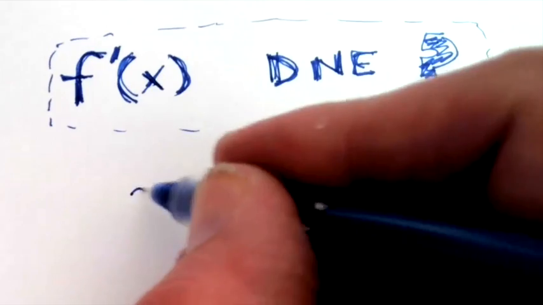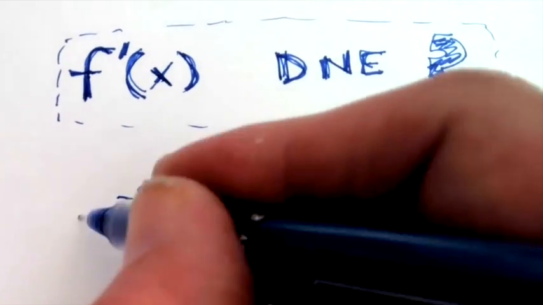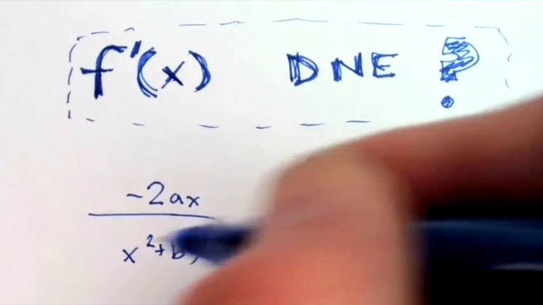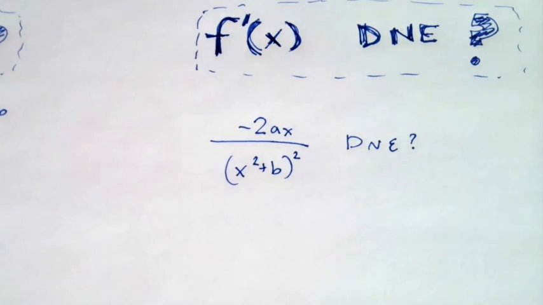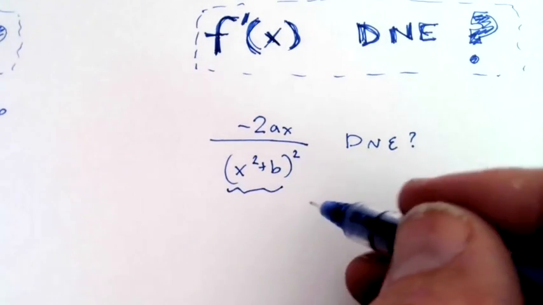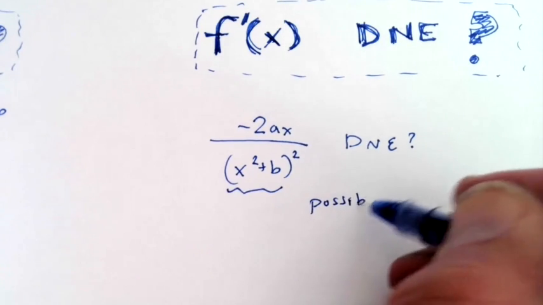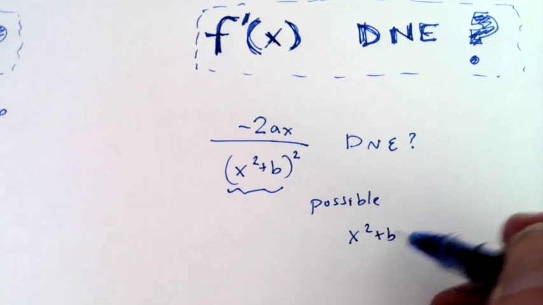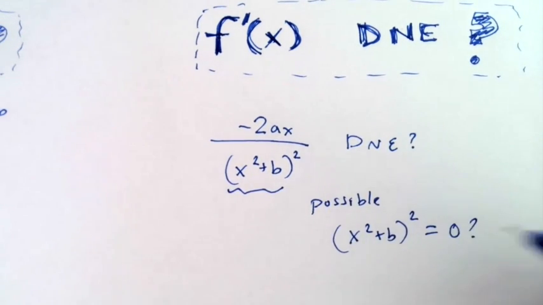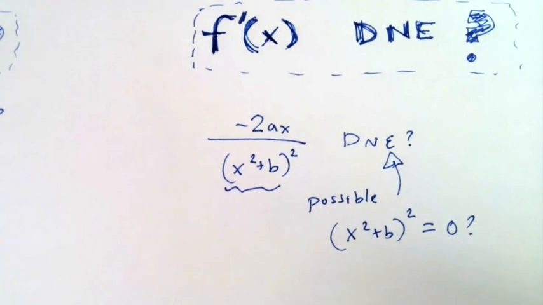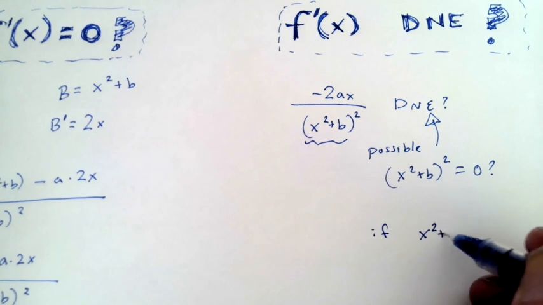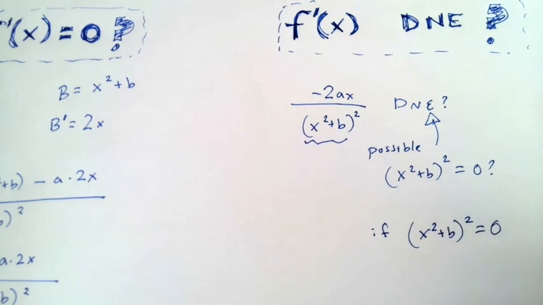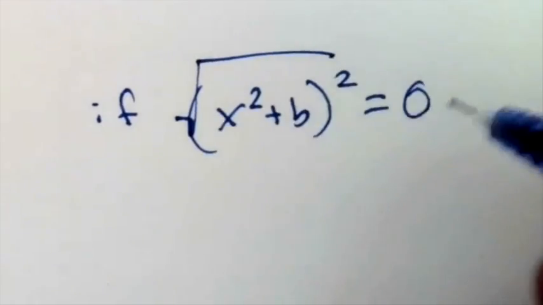Let's see, are there any places where f prime of x does not exist? So is there anywhere that negative 2ax over x squared plus b squared does not exist? Notice this isn't automatically obvious. Because of this denominator, it's possible that the denominator is equal to 0. And if the denominator were equal to 0, this would lead to non-existence. This is squared. And so if x squared plus b quantity squared were equal to 0, then we could take the square root of both sides.